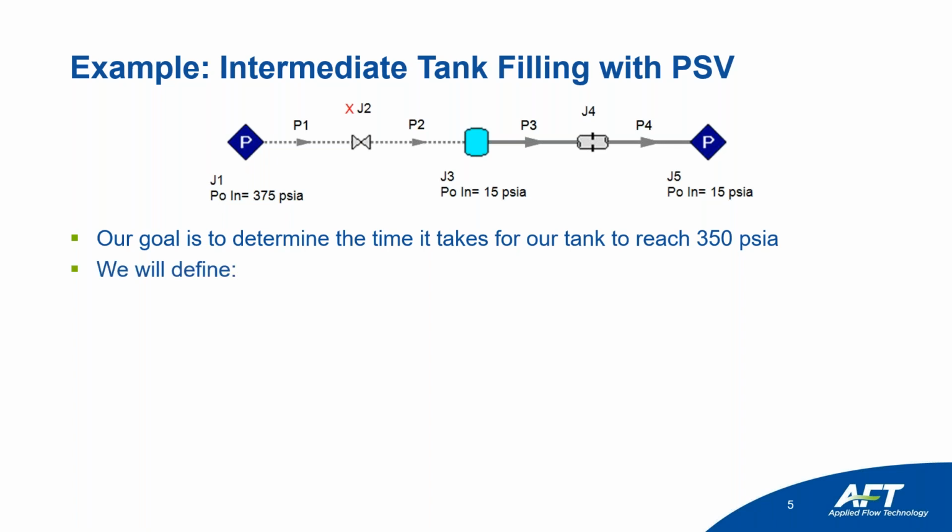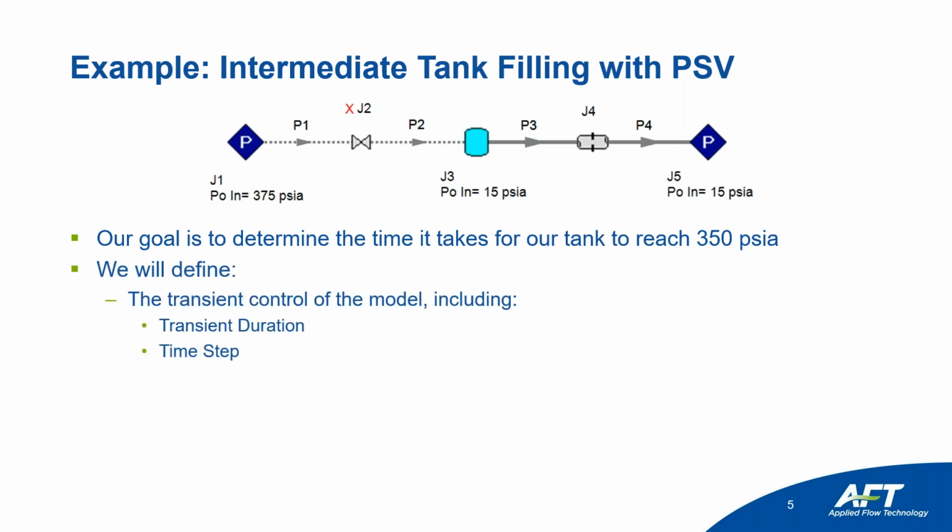Here we're going to define a few things. So we're going to look at the transient control of the model. We'll see what that looks like in software. That includes the duration of the transient, which is just how long the event is going to run for. The time step, where the time step is essentially the resolution that we're getting.